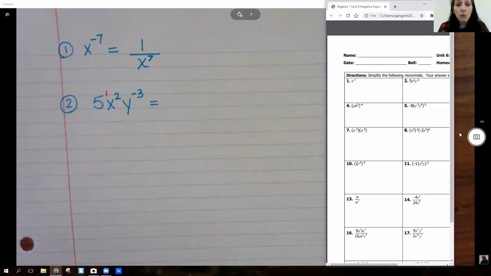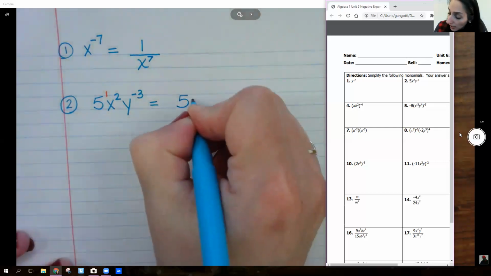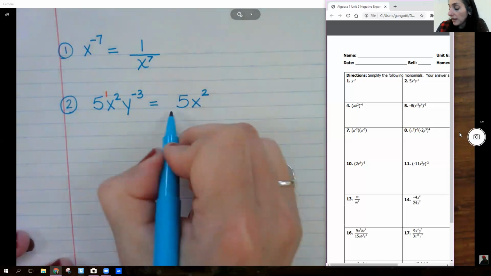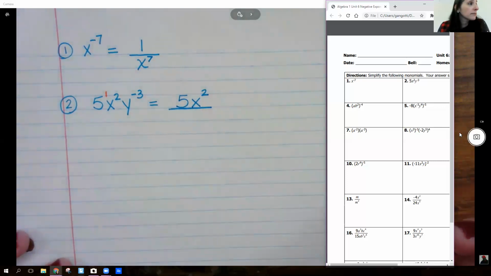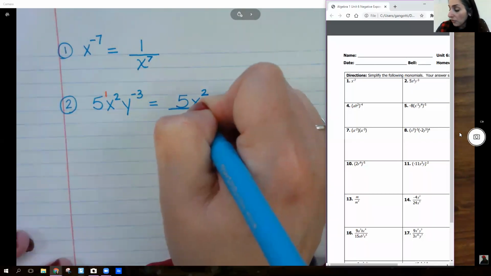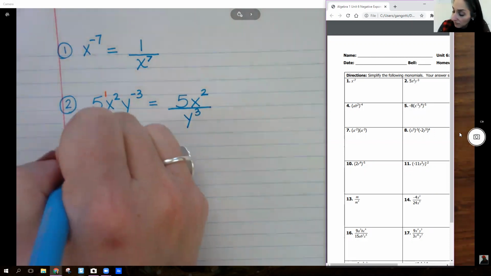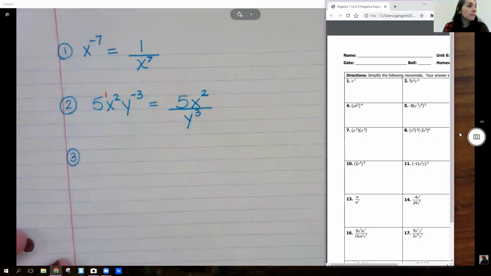So everything with a positive exponent just stays put. The one with the negative exponent, you move down to the denominator. So this will be 5x squared, and then put the fraction bar, move the y down to the bottom, and throw the negative away. Okay.